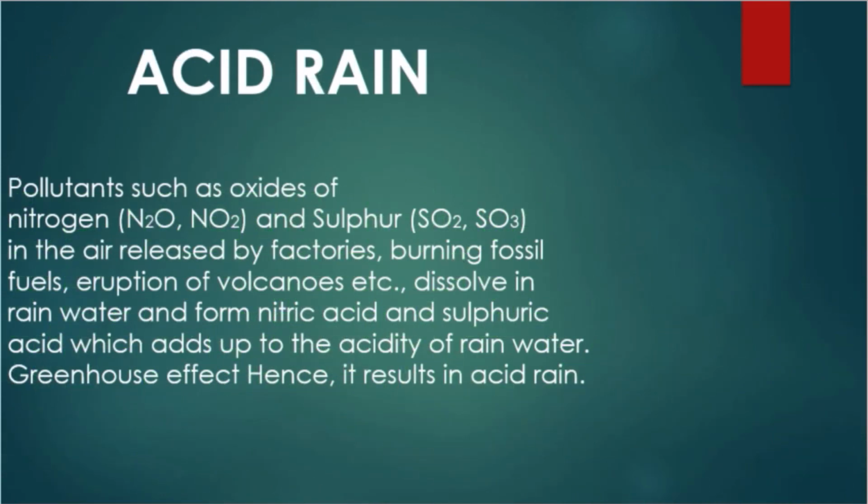Acid rain. Pollutants such as oxides of nitrogen and sulfur in the air released by factories burning fossil fuels, eruption of volcanoes, etc., dissolve in rainwater and form nitric acid and sulfuric acid, which adds up to the acidity of rainwater. Hence, it results in acid rain.